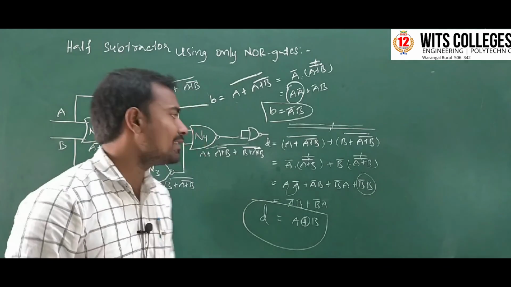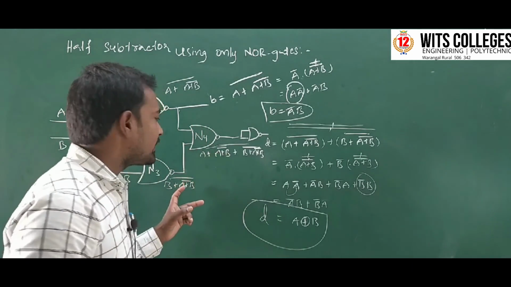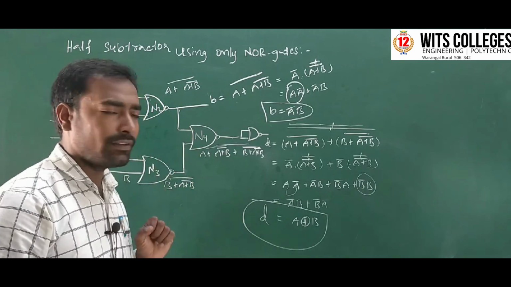So this is the output of the two input subtractor by using only NOR gates.